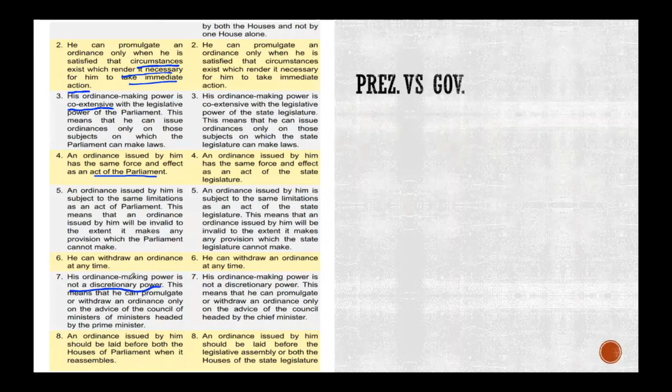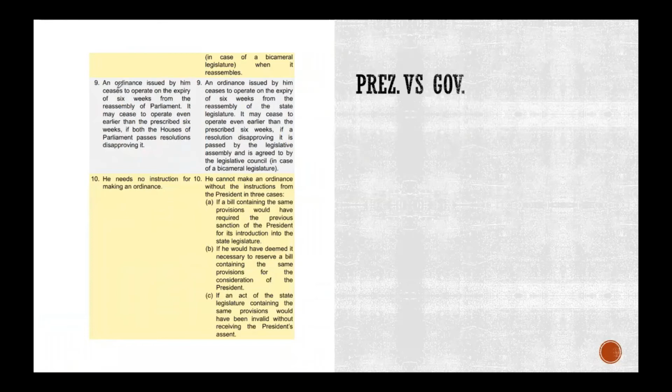So he can promulgate an ordinance only on the advice of the COM. The president, whenever he acts, primarily acts on the advice of the Council of Ministers, who is headed by the Prime Minister. An ordinance issued by him should be laid before both the houses of the Parliament when it reassembles. Okay, so an ordinance issued by him ceases to operate on the expiry of 6 weeks from the reassembly of the Parliament. So what is the time period?